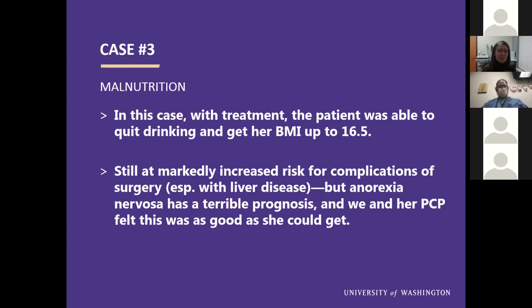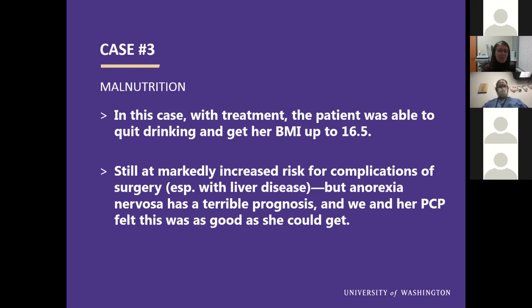So in this case with treatment, this patient was able to quit drinking. Many of her markers of cirrhosis improved. So a large portion of her symptoms were related to active alcoholic hepatitis. And when she quit drinking, she improved dramatically and her BMI got up to 16.5. Now notice that that's still a really low BMI, and she was still at a significantly increased risk for complications of surgery, especially with her underlying liver disease.